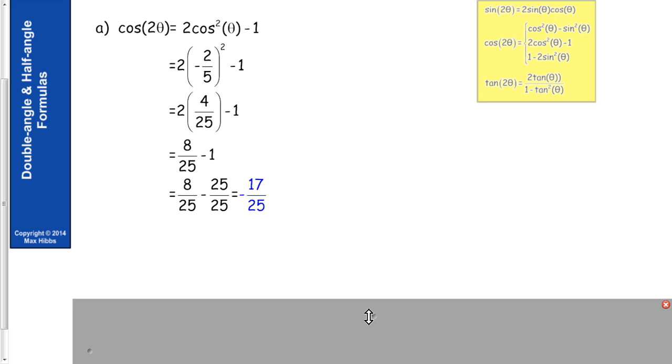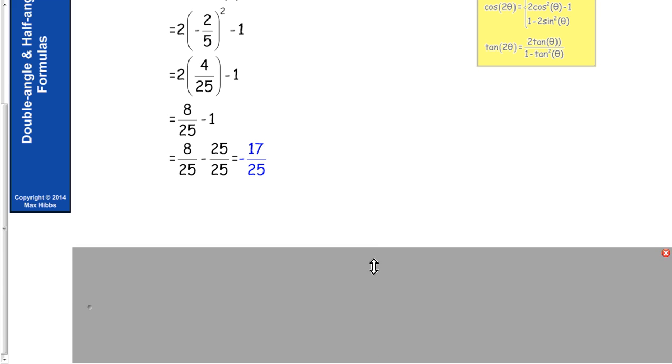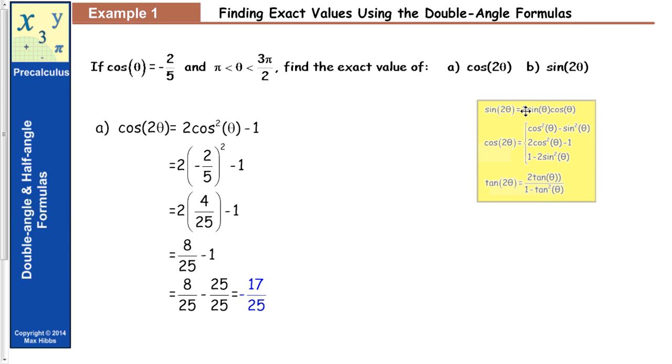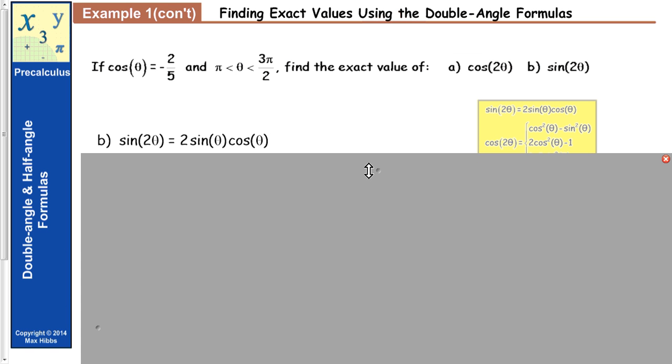Now, unfortunately, I guess it's on the next page. I'm searching. When we do the B part, we want to know the sine of 2 theta. Well, since that's 2 sine theta cosine theta, we're given the value of cosine theta. We don't know sine theta, so we have some work to do to figure that out. We'll see that here next. Whoops. Let me not spill the beans too much.